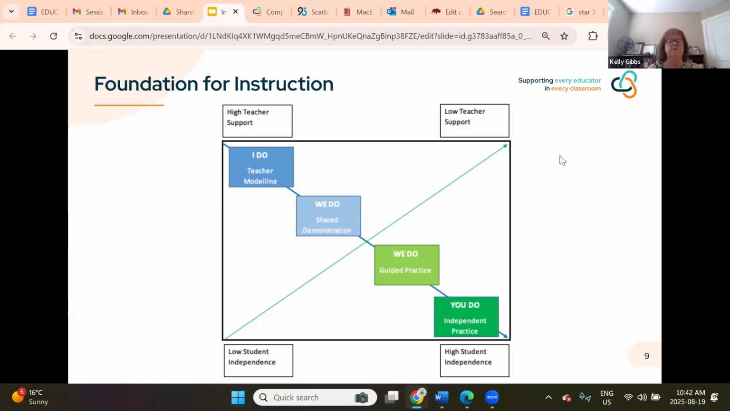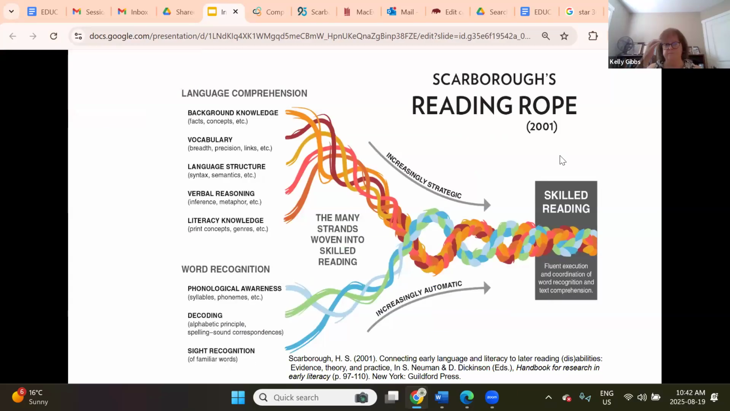So here we talk about I do: the teacher models. We do: initially the teacher does the I do more than once. We do together, we do as guided practice, and then you do, meaning the student is doing that independent practice. We need to go back and do that I do, we do more than once, and that's fine. So that is something that you will see as a theme running throughout them all.